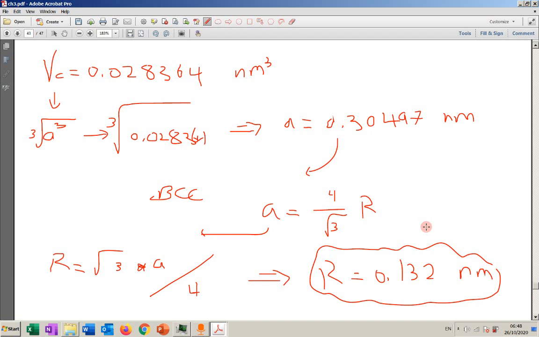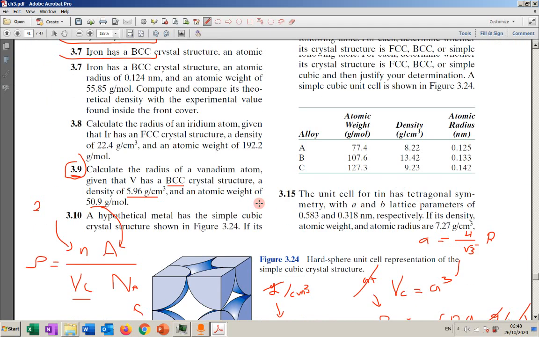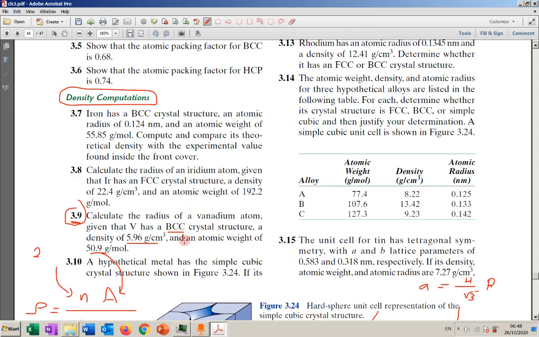Why? Because that will be enough. You know the crystal structure, you have everything to calculate the radius of the atom. Now this was an example here. Based on having the density, you calculate the radius of the atom. We've already found the volume of the unit cell, then A, the lattice parameter, and we found R. So by knowing density and the crystal structure, you can find all of this information related to the crystal structure.